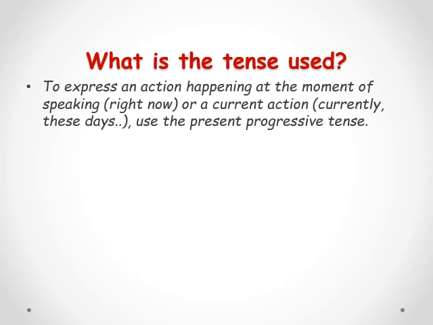To express an action happening at the moment of speaking using time clues or time expressions like right now, or a current action, currently, these days, use the present progressive tense. So the tense is the present progressive tense, or another name for present progressive tense is the present continuous tense.